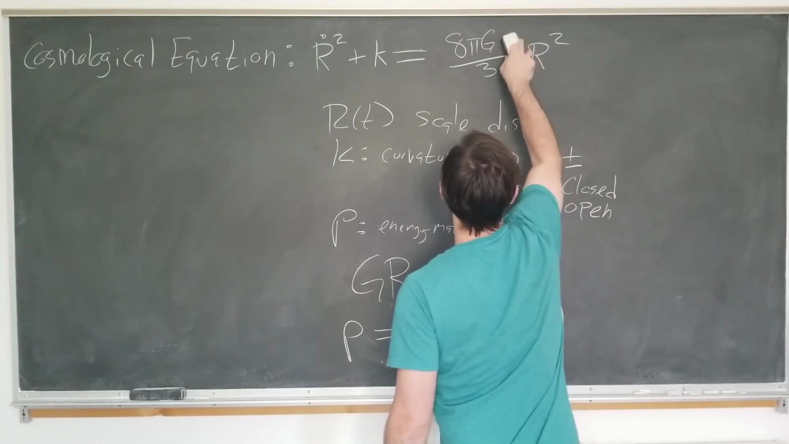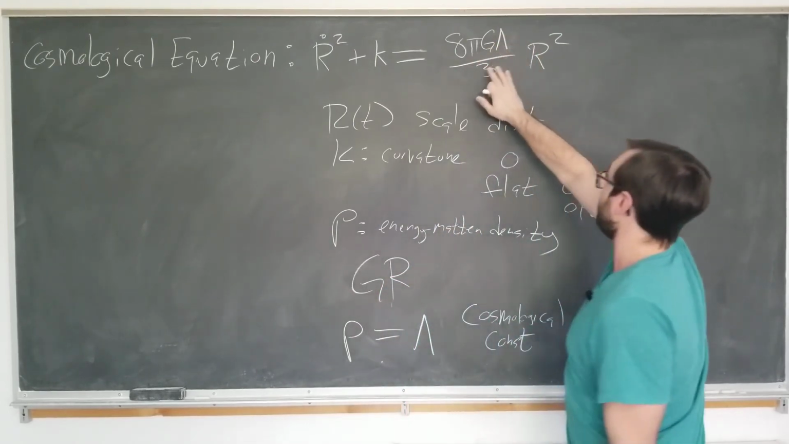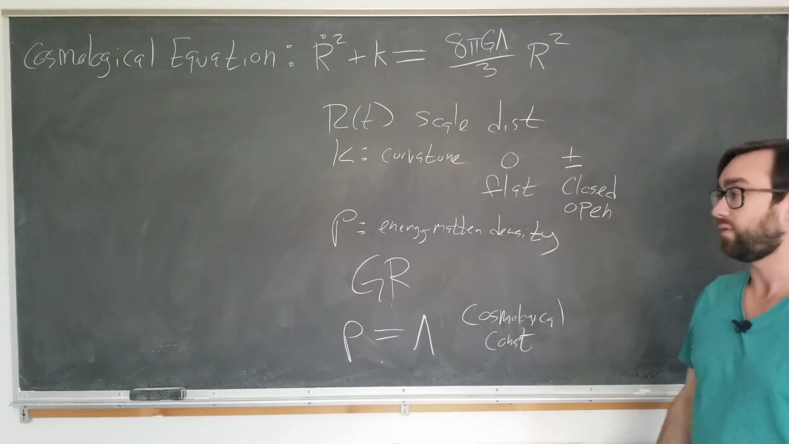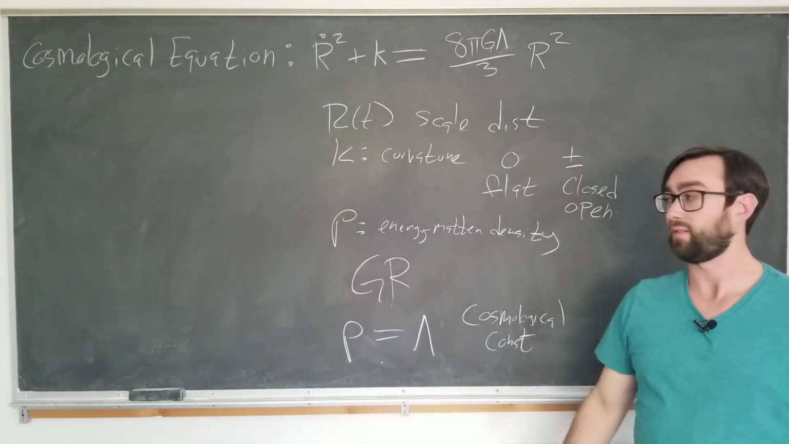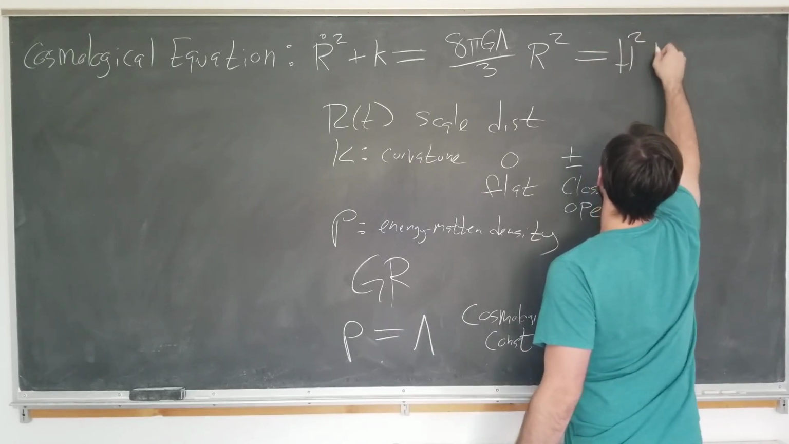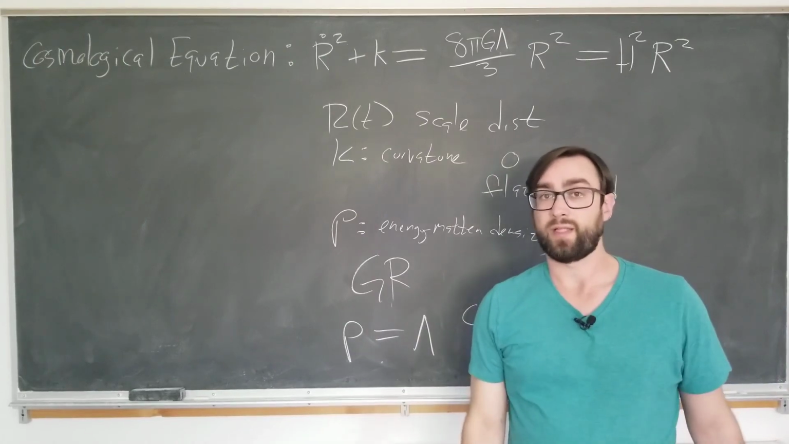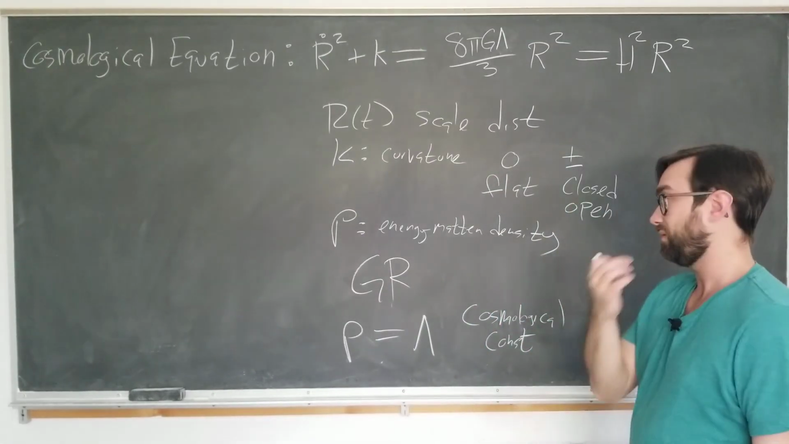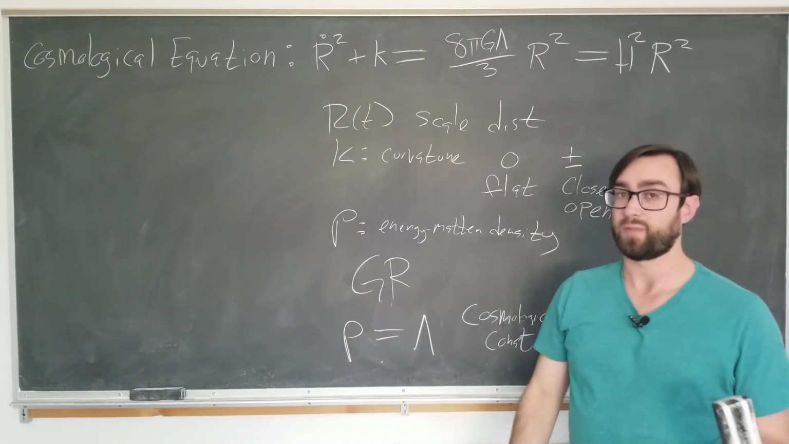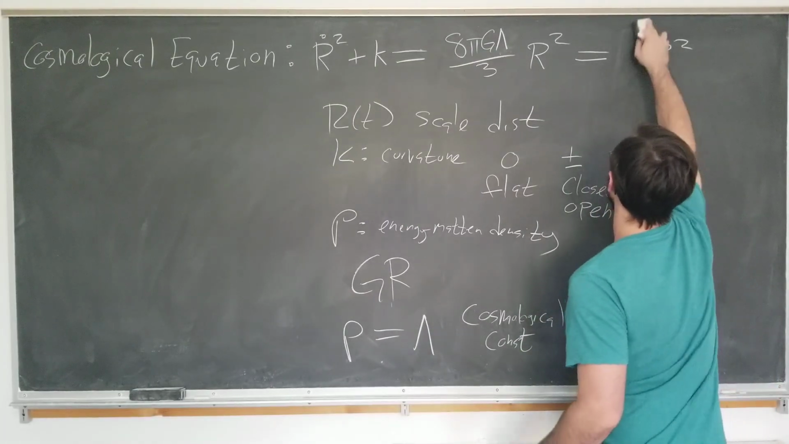Replace rho up here by lambda. And now we have the whole thing, 8 pi G lambda over 3 is just some constant, which we are going to redefine as H squared, which, yes, it turns out is ultimately related to the Hubble parameter, which is not going to be relevant in this video. It's just a constant. H squared is just a constant.